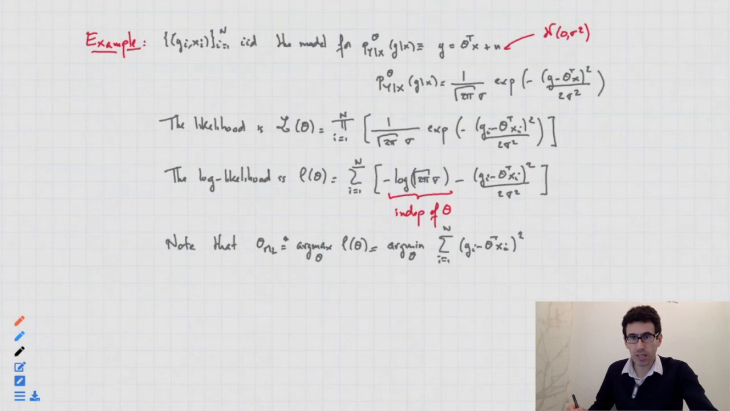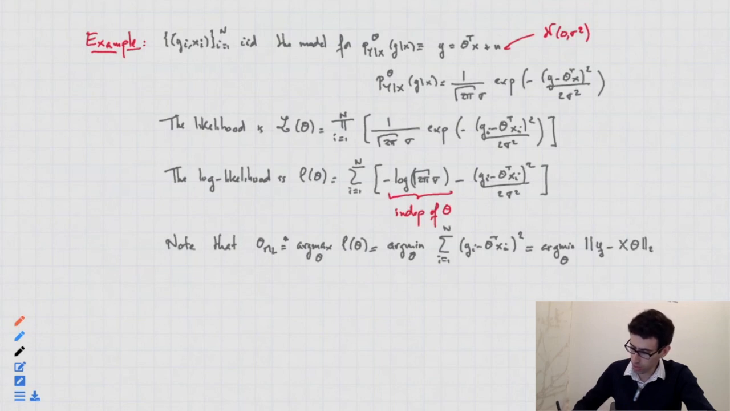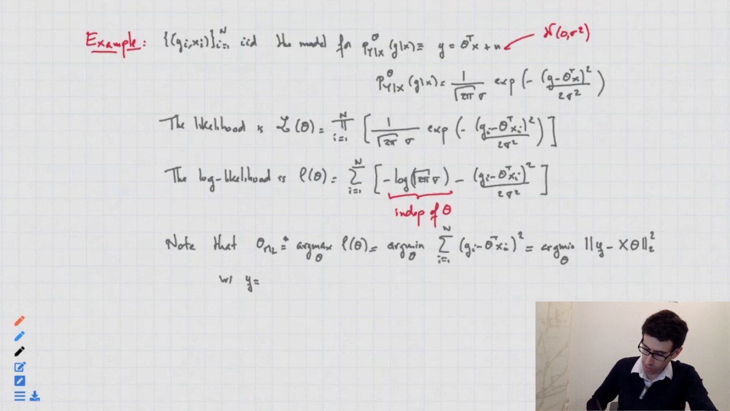The first thing that I'm going to do is rewrite this expression slightly differently. I'm going to think about this yi minus theta transpose xi as the components of a vector, for which taking the sum from i equal 1 to n of the components squared is effectively taking the norm 2 squared. So I'm claiming here that I can rewrite that as the argmin over theta of the norm 2 squared of the difference between a column vector y, which I will define in a second, minus a matrix X times column vector theta, where I have defined the following.